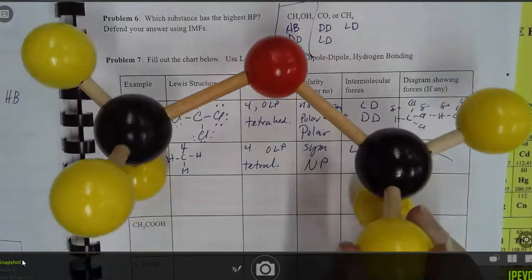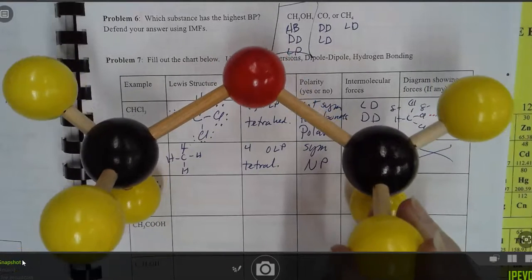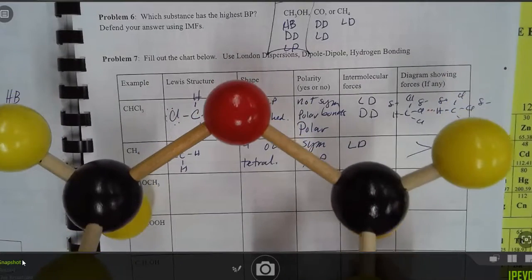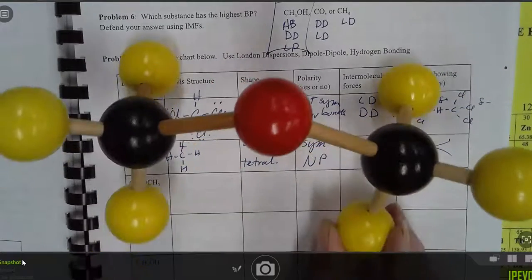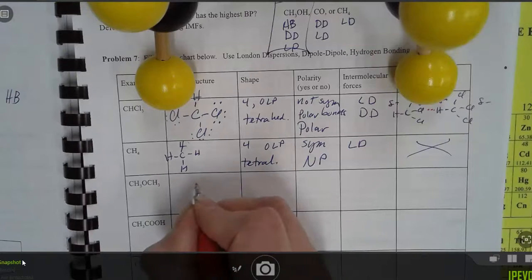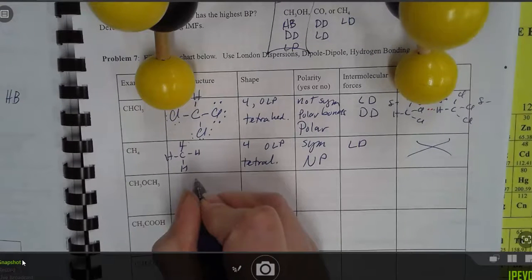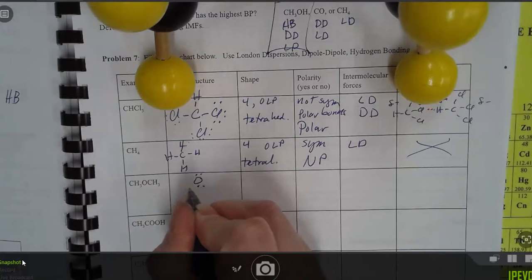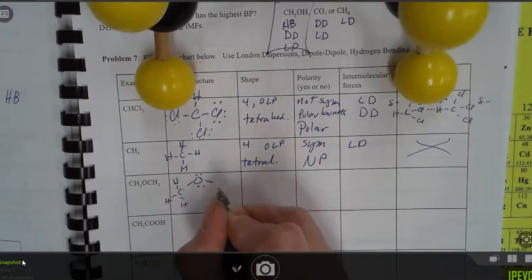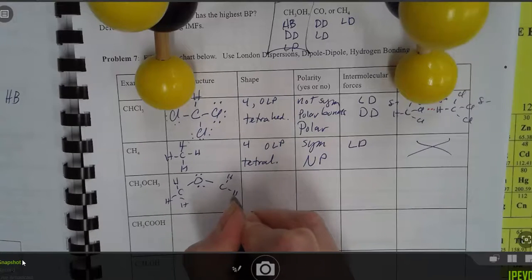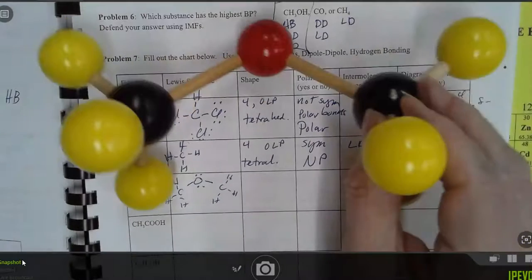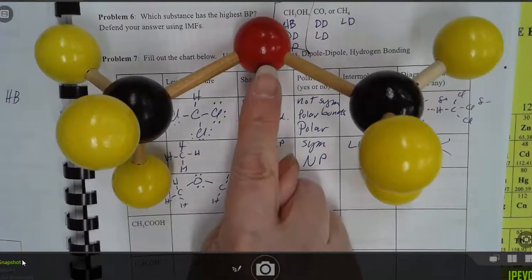So here is the next one. This is your dimethyl ether. You'll know how to name that before this year is over. But anyway, this is what it looks like. So let's draw this, and I'm going to try to draw it to show you right here that it's bent in the middle. All right, so even though the carbons are tetrahedral, it's bent in the middle.